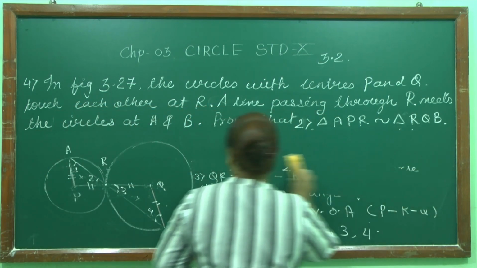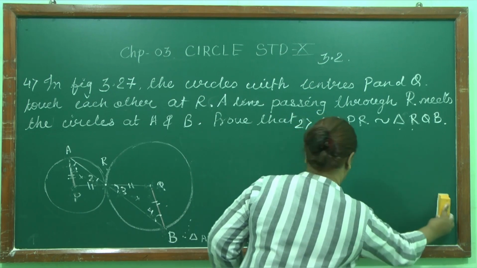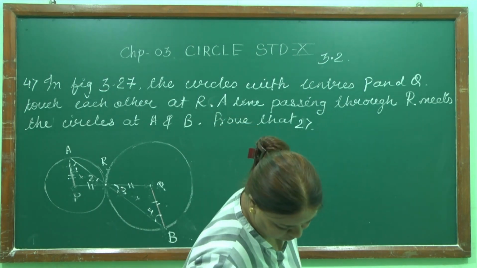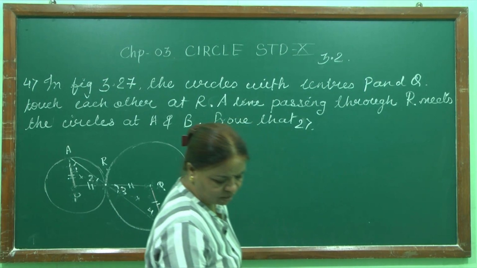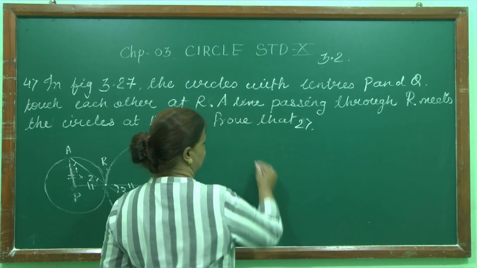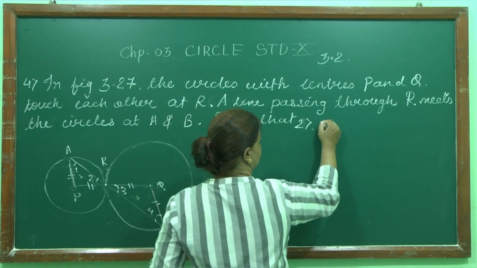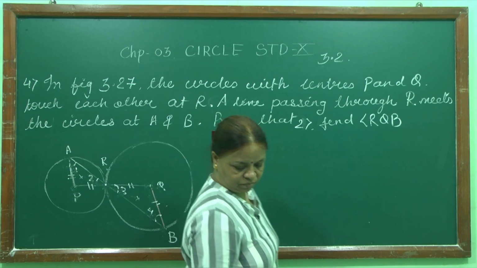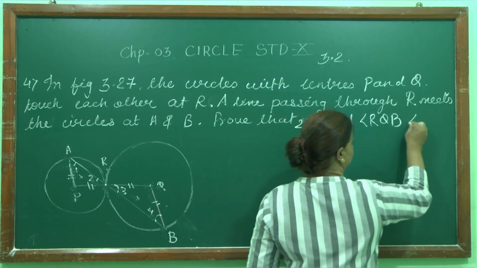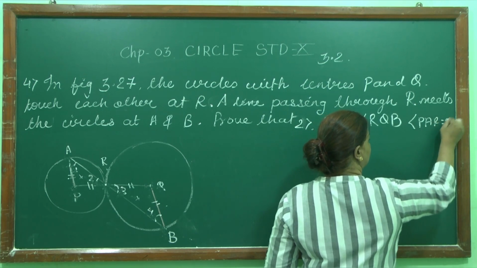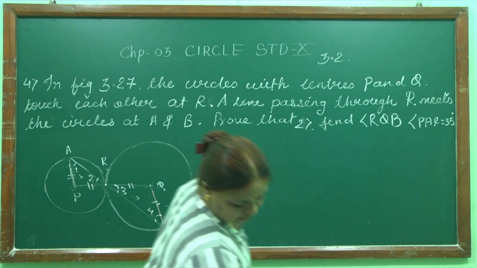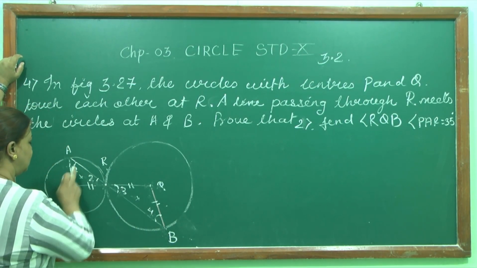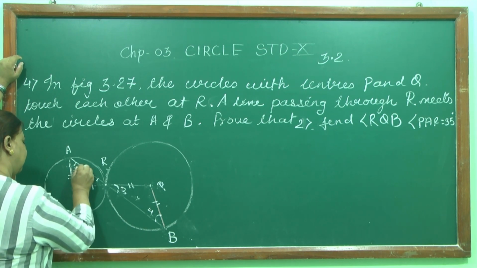You can pause the video children and you can write it down. The next question is, find angle RQB if angle PAR is equal to 35 degree. Angle PAR is 35. RQB you want to find out? RQB, if PAR is 35 degree. That means this angle is 35 degree.